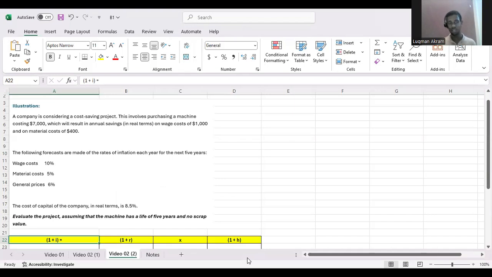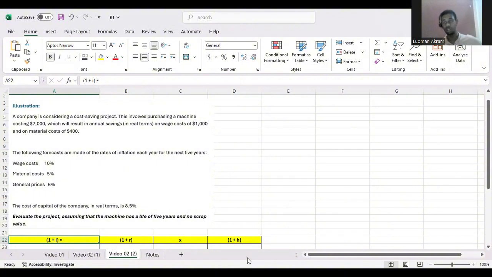A company is considering a cost-saving project, which means our money is going to be saved. This involves purchasing a machine costing $7,000, which will result in annual savings in real terms on wage costs of $1,000 and on material costs of $400. Do you see the real terms there? Highlight that.